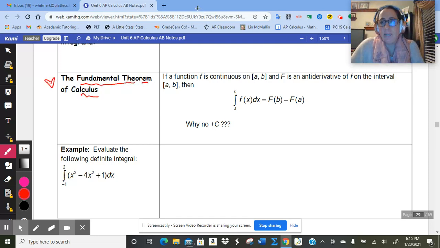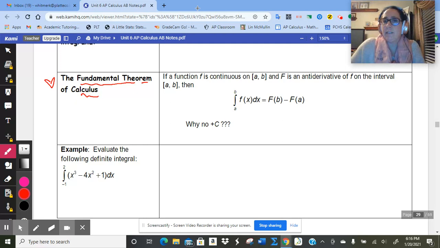You're like, what? I've been in calculus for over a semester and I still don't know the fundamental theorem? Well, now you will. So the fundamental theorem of calculus says, if I have this function and I am integrating a continuous function from a to b, then I take the antiderivative of the function and plug in the value of b to that and subtract the antiderivative of this function and plug in the value of a to that, and I have an answer.